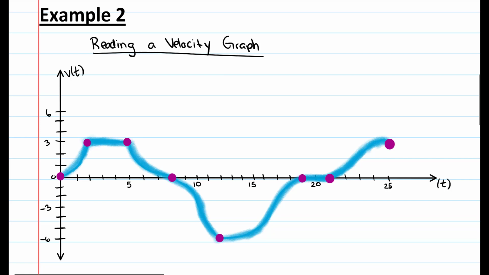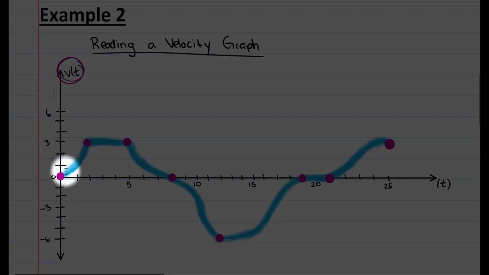In example 2, we're going to look at how to read a velocity graph. It's very important to note that this is v of t, not x of t, and not s of t. So this represents velocity. Our x-axis is time and our y-axis is velocity. As time starts to increase, our velocity is going up, which means it's increasing. And then I know this looks constant, but the velocity is a constant number. From t equals 1 to t equals 4, the velocity is 3.